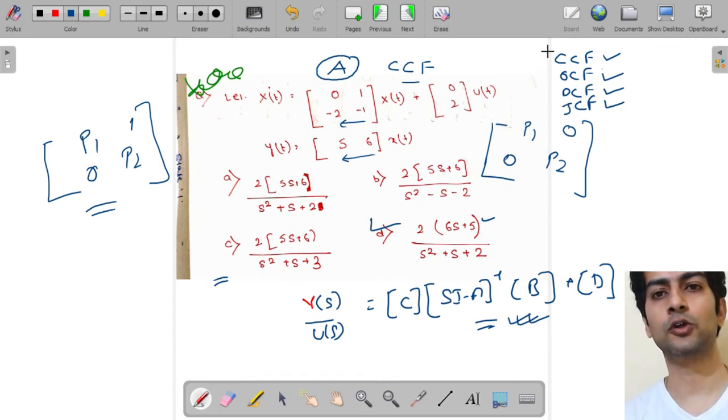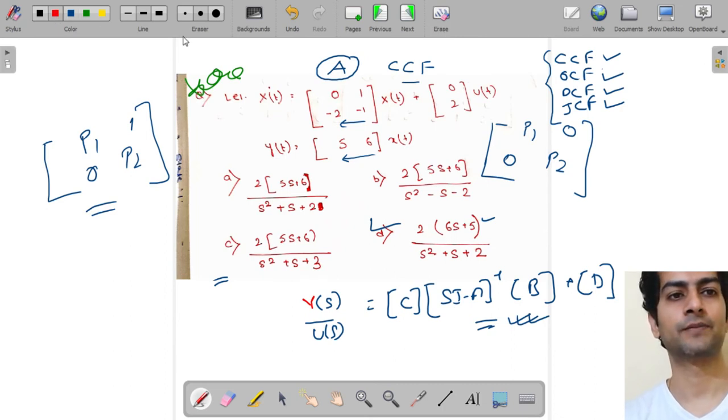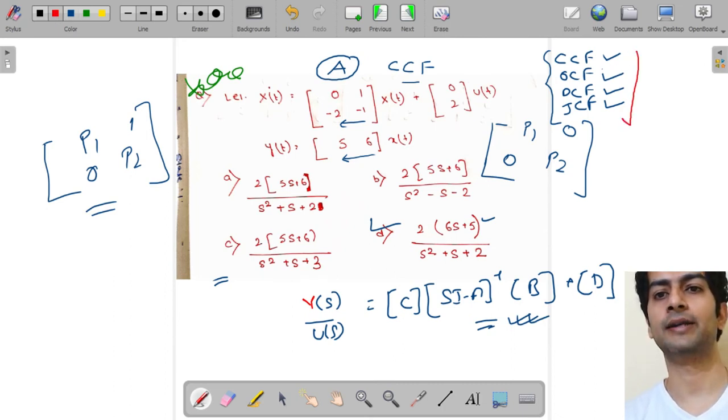And I taught you that in these different forms, what will be the form of the transfer function, which you can easily find from the options. But suppose you are not able to identify it. You forgot what is CCF, OCF, DCF, JCF. If you have the idea, then it's very good. You are going to solve this question within a minute.